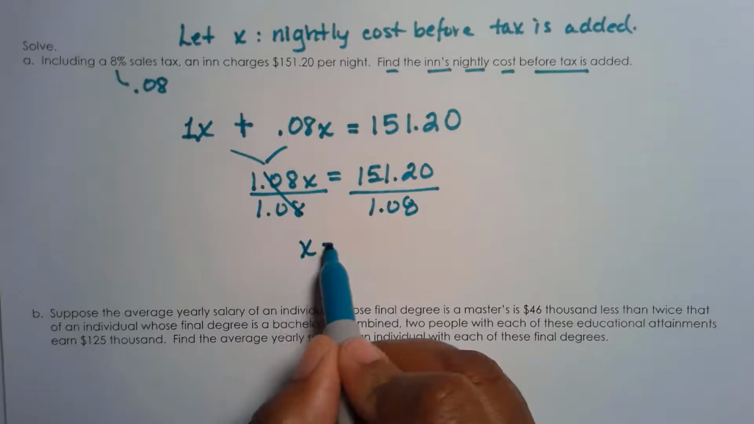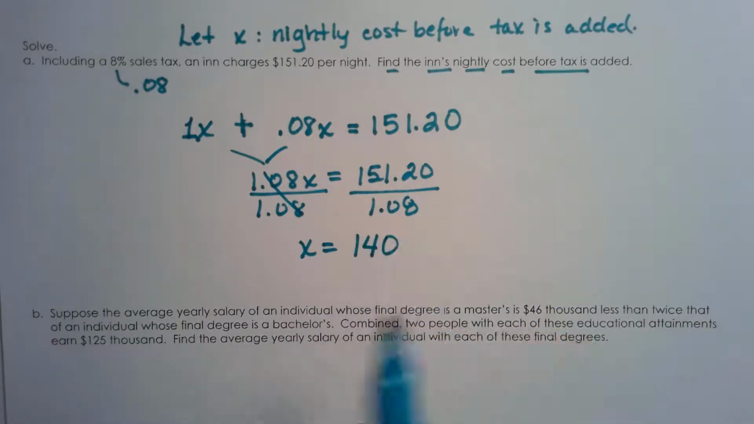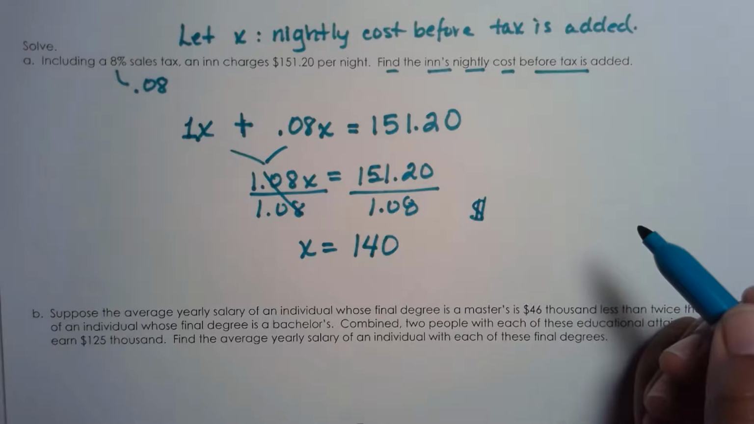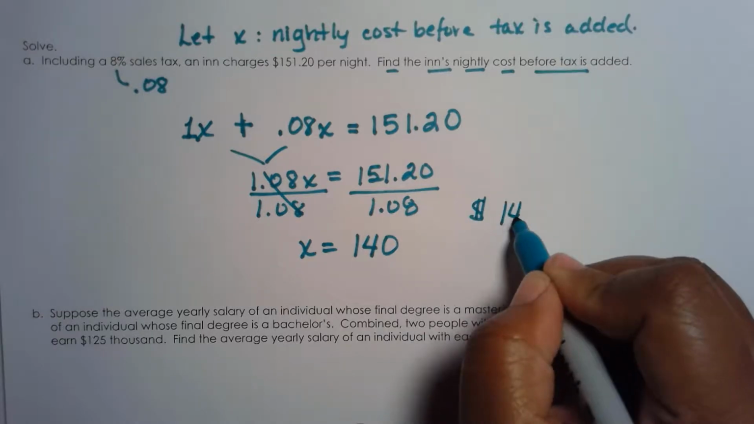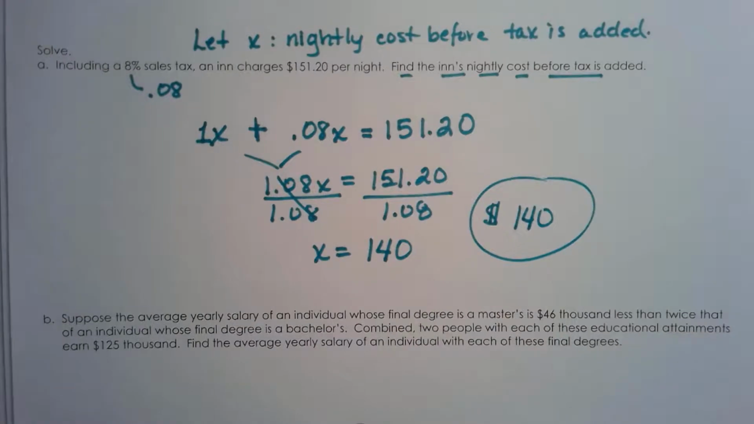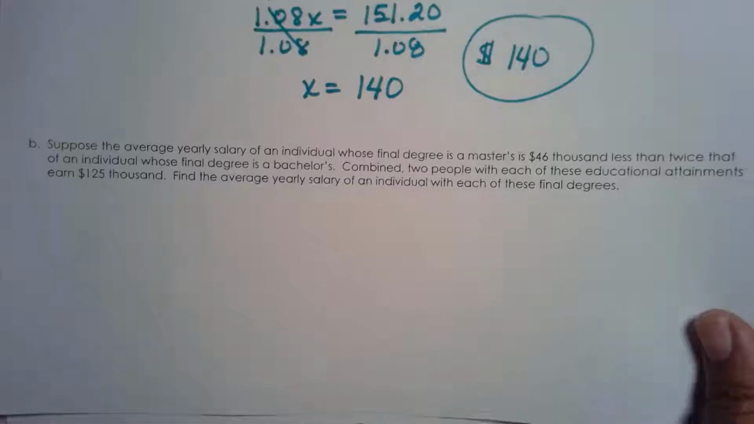And we have X is equal to 140. So the nightly cost before taxes added is $140. Okay, so that's our first example. Let's look at our next one.